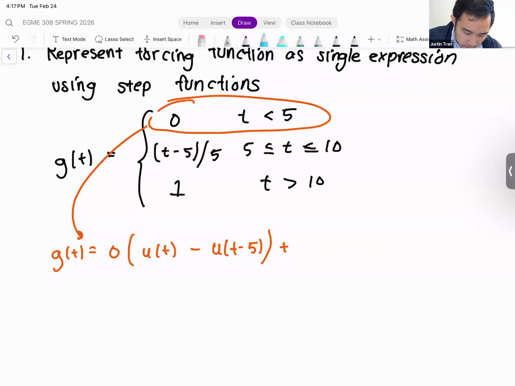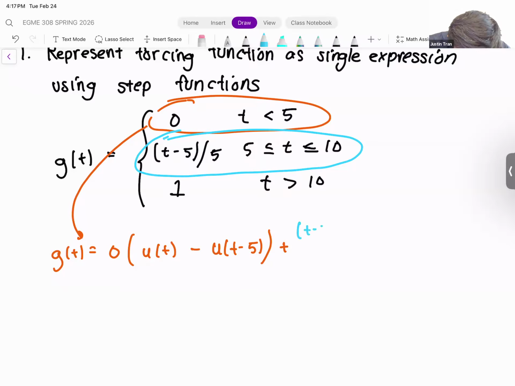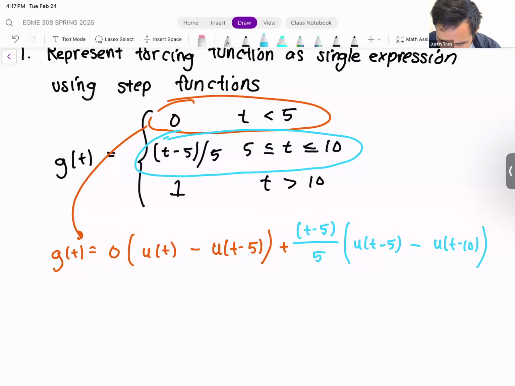Okay. Next section. So next section, we have t minus 5 divided by 5. We're going to turn on the section at t is equal to 5, and we're going to turn it off at t is equal to 10. So we're going to have t minus 5 divided by 5. And then we're going to turn it on at t is equal to 5, so we're going to multiply this by u of t minus 5. And we're going to turn it off at u of t minus 10.